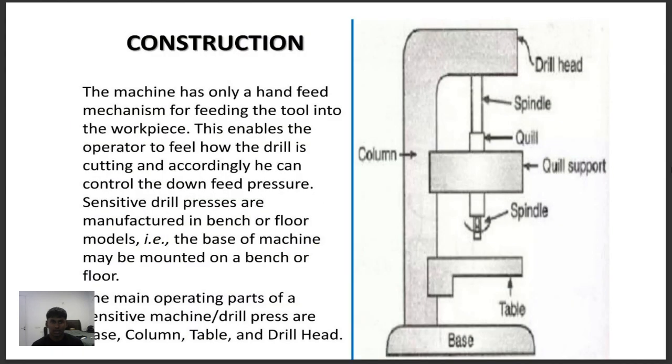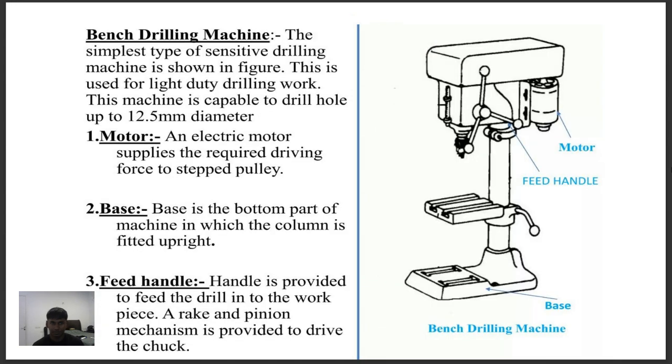Drilling machines. Construction of a drilling machine. The machine has only a hand feed mechanism for feeding the tool into the workpiece. This enables the operator to feel how the drill is cutting and accordingly he can control the downfeed pressure. Sensitive drill presses are manufactured in the bench or floor models. That is, the base of a machine may be mounted on a bench or the floor. The main operating parts of a sensitive machine or drill press are base, column, table, and drill head.